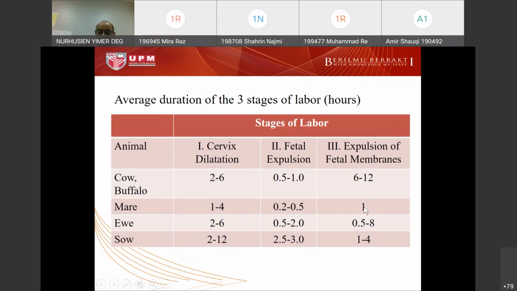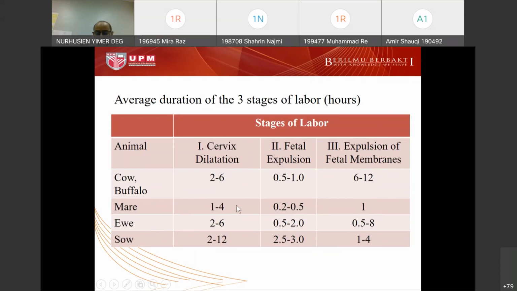So basically, this might be attributed to the nature of the placenta that we have. Remember the kind of placenta we have in mares? It's a diffuse type, right? So this is probably one of the reasons why the detachment process is so quick and it can be completed within 1 hour.